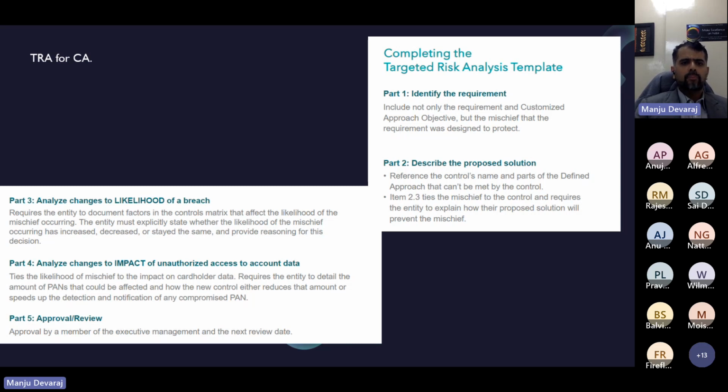Analyze changes to likelihood of a breach, and analyze changes to impact of unauthorized access to the information, how the information can be accessed. Here, from the PCI DSS perspective, it's account data. It's only the personal account number, sensitive data, or whatever, right? CHD is the parameter. Now, as I said, it has been replaced by account data.